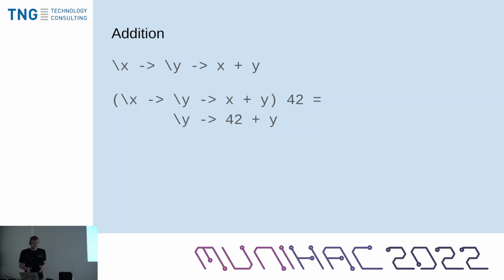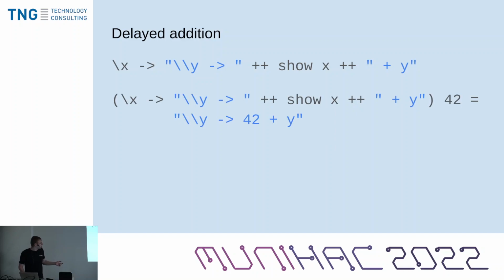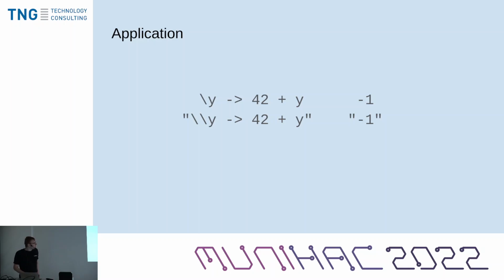We can delay this process to the next stage by using quotation marks. This is now a function that takes x and returns the source code of a function that adds x to the input. So we apply it to 42, and we get the same result as previously, except it is in quotation marks, and there is that double backslash because we have to escape. When we have a normal function, we can apply it to a normal argument.